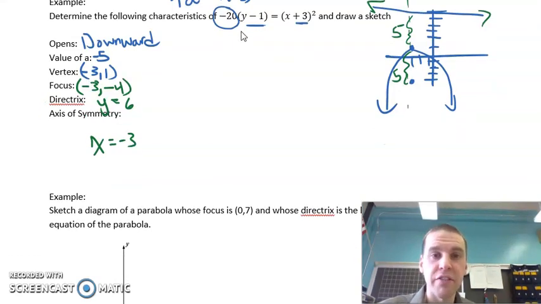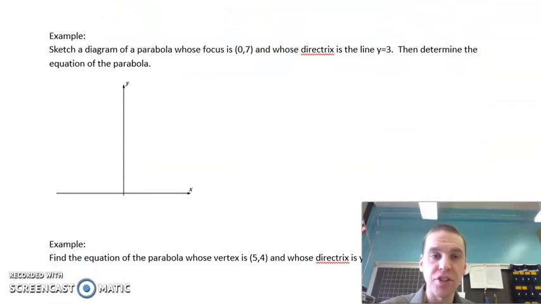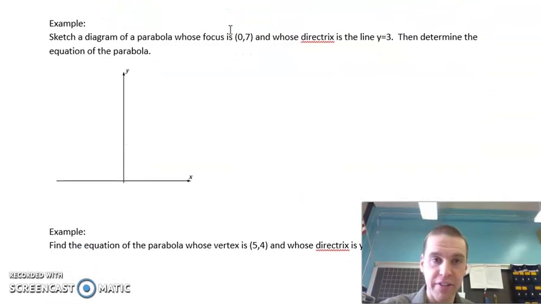So you can be given a full equation, and then be able to say everything about it, or you can be given aspects of the parabola, and you have to create your own equation. That's what we're going to have here. So our focus is going to be 0, 7. And that's our focus. It is not the vertex. It's key to see. That's our focus. Our directrix is y equals 3.